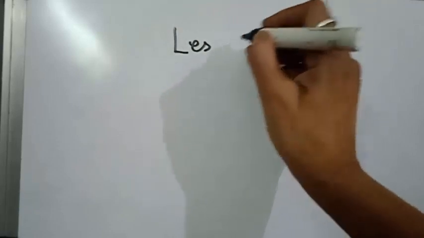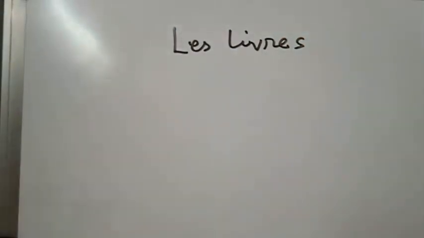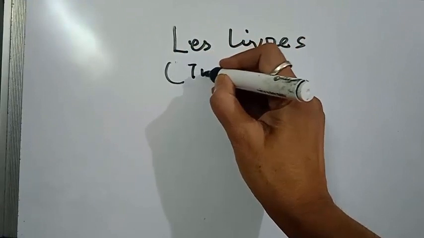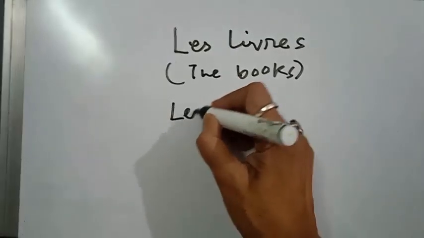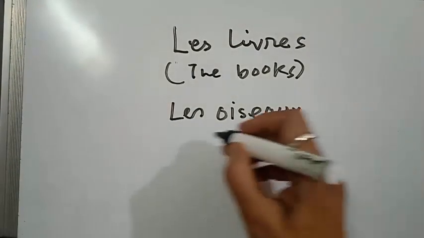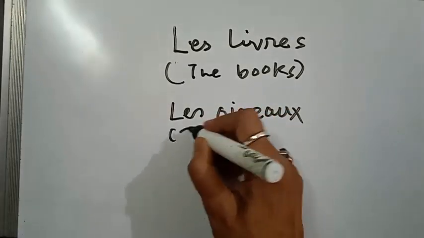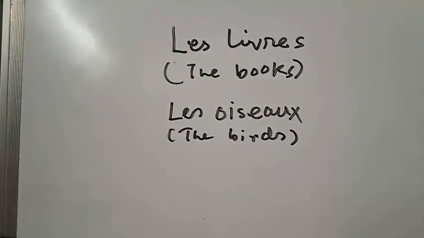Now the last category, the plural, masculine and feminine both. In the plural number we use les. You can make it plural by putting S at the end, for example les livres, the books. But some exceptional plurals are there. Les oiseaux is an exceptional plural; it is taking X, not S. The birds. So these are exceptional plurals.